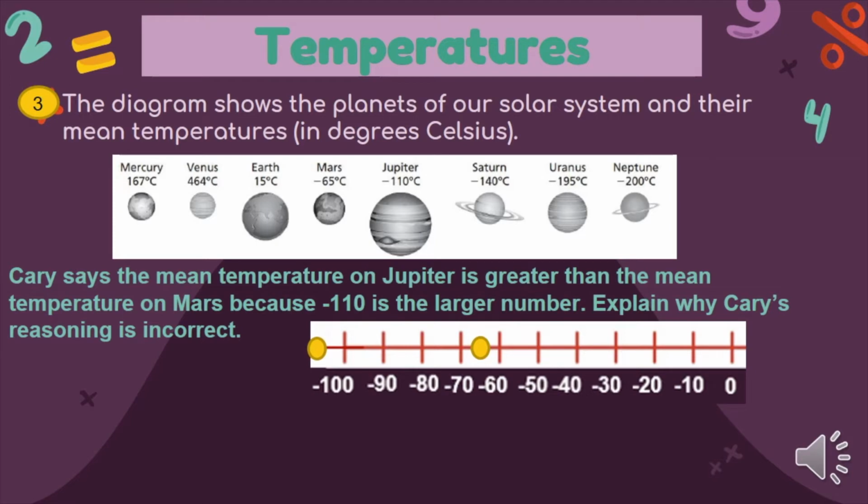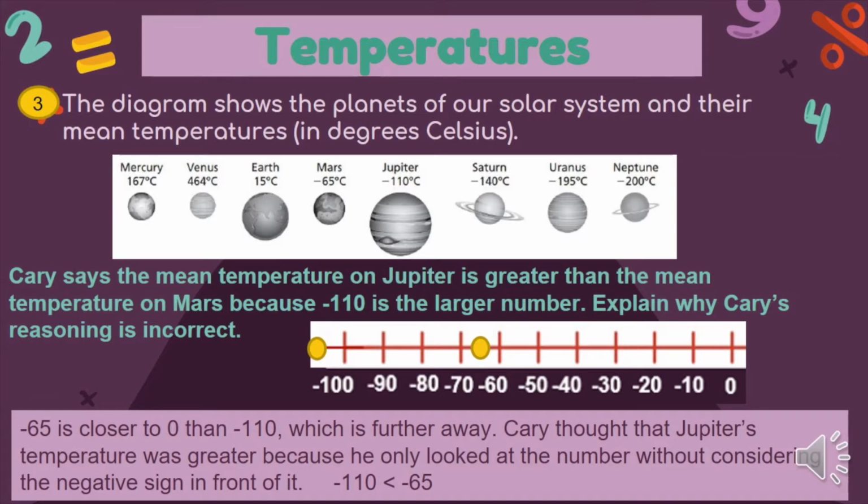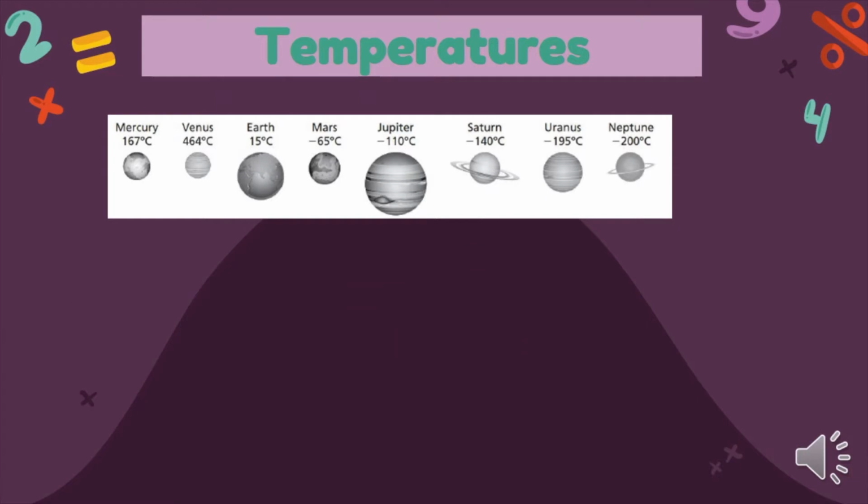Carrie thought that Jupiter's temperature is greater because he must have just looked at the number itself, 110, without considering the negative sign in front of it. Because actually, negative 110 is less than negative 65, and we can see that on our number line. Even when we put the numbers in order from coldest to warmest, we still see that Mars is close to 0 and the positive numbers.